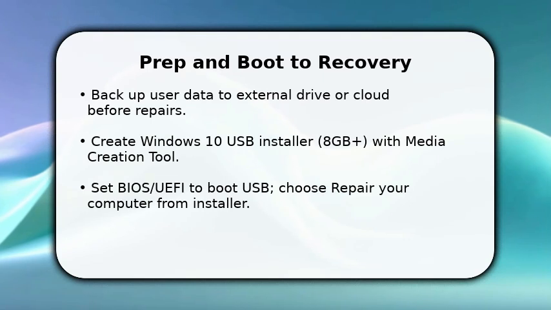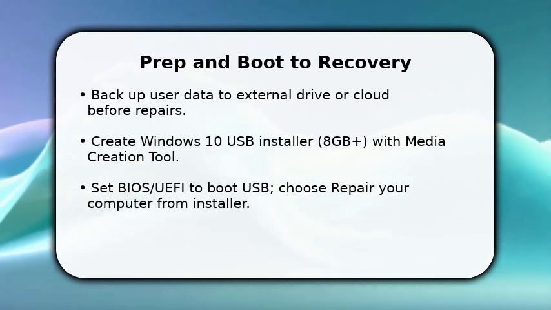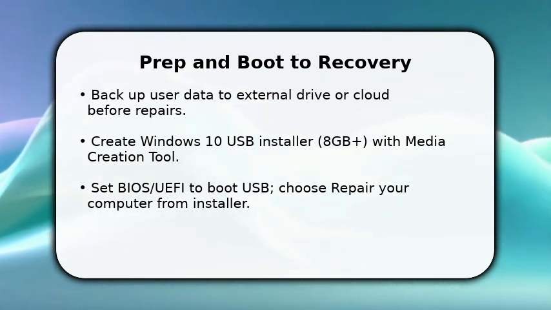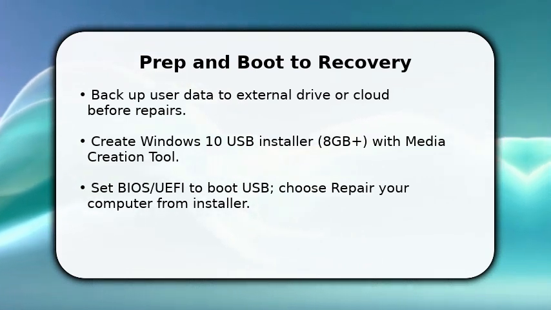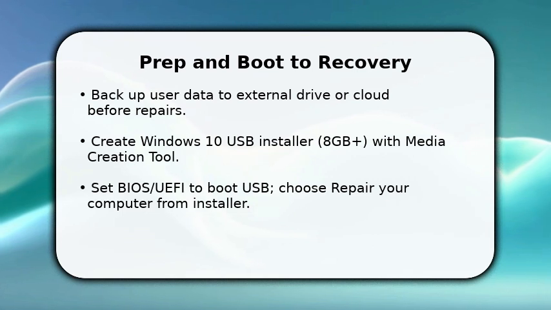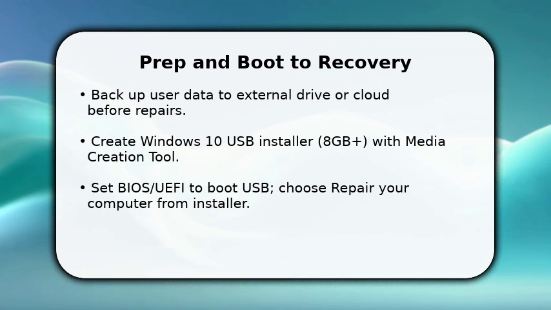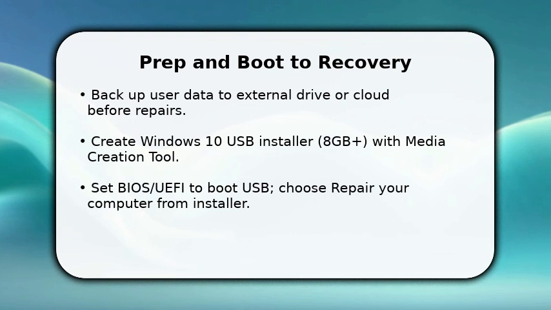You start by protecting data and making recovery media. First, back up your important files to an external drive or cloud. Once done, create a Windows 10 USB installer using the Media Creation tool on another PC. Then reboot into BIOS or UEFI and set USB as primary boot device.